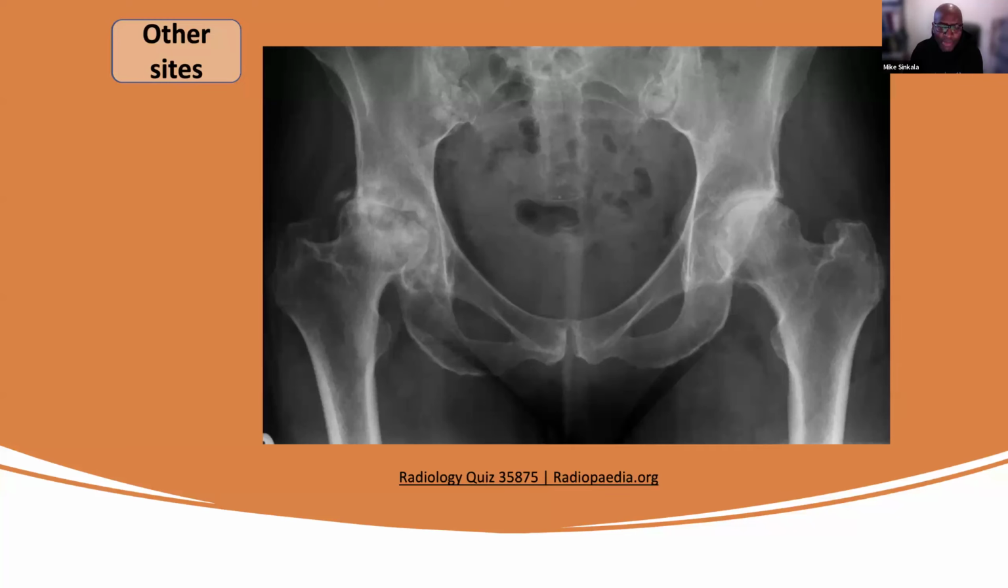necrosis. Remember those features I was talking about that constitute osteoarthritis, things like joint space narrowing, subarticular sclerosis, subchondral cysts, and osteophytosis as well.